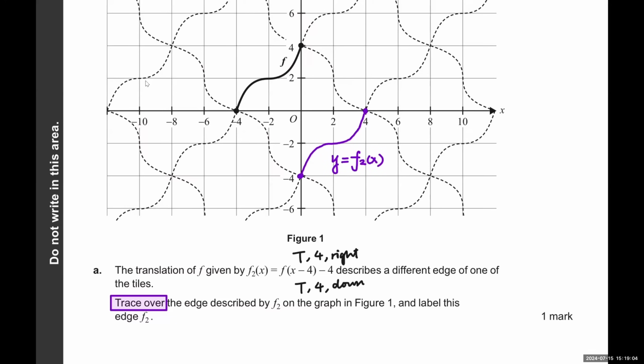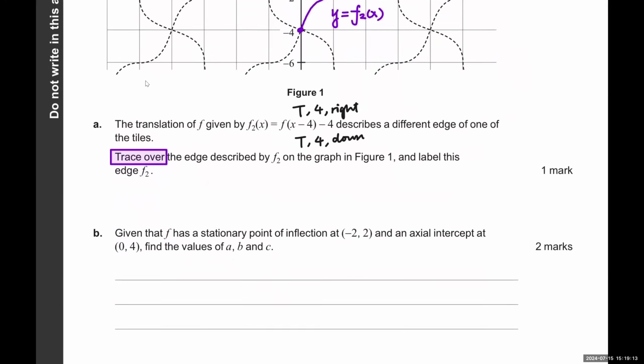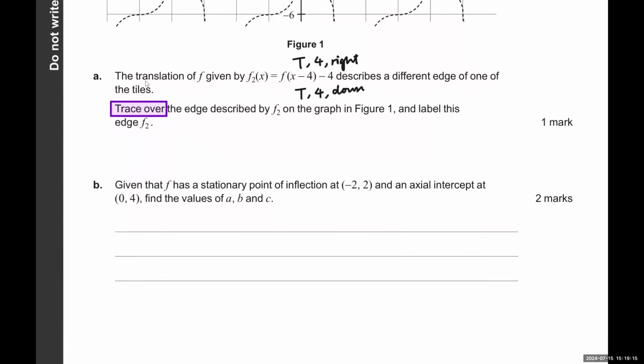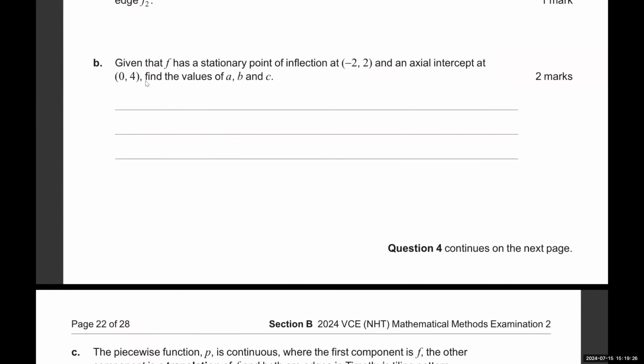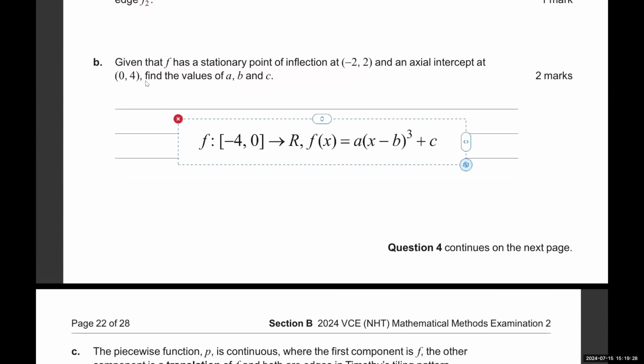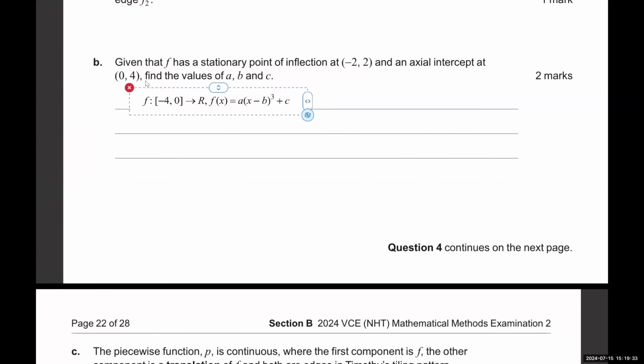And you can see the domain has been translated to 0 and 4. Given that f has a stationary point of inflection at (-2, 2) and an axial intercept at (0, 4), find the values of a, b, c. So let's just make a snippet of this and save the image. I'm going to insert it. Well, I'm lazy, use the technology. This is the beauty of technology.